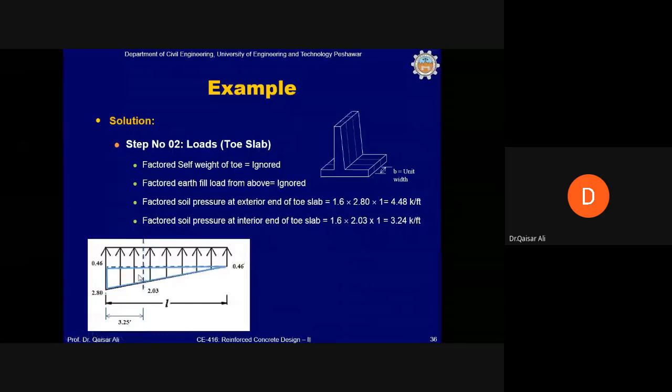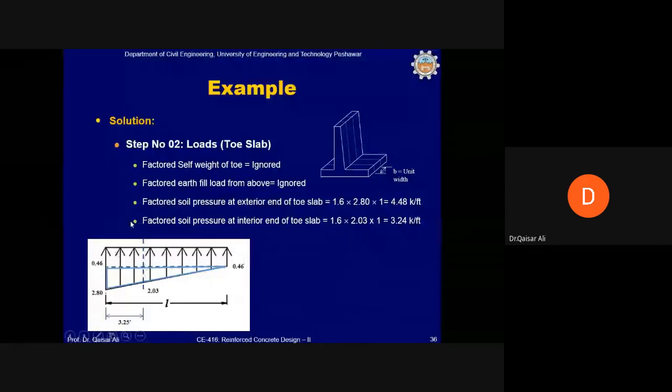This ordinate at the interface of the arm and the toe, this location, can be very easily calculated. This ordinate is 2.03 because this ordinate is 0.46 and this is 2.8. This distance is known to us, so this ordinate can be calculated. 2.03 is this ordinate and 2.8 is this ordinate. So this is a trapezoidal kind of pressure from the soil acting in the upward direction.